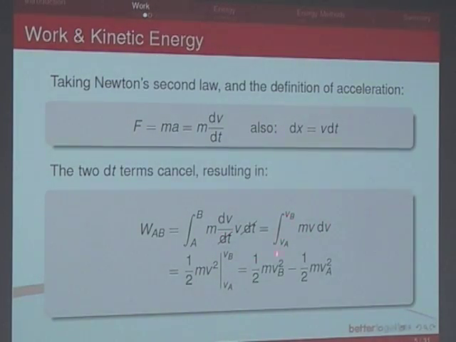Okay? That's the integral between va and vb. And then if you integrate this term, mv dv, you get 1/2 mv squared. Okay? Obviously, between va and vb, you get 1/2 m vb squared minus 1/2 m va squared. And we all know what 1/2 mv squared is, don't we? Anybody? Kinetic energy. Yeah, exactly. So we know the work required to move a particle from point A to point B is its change in kinetic energy.